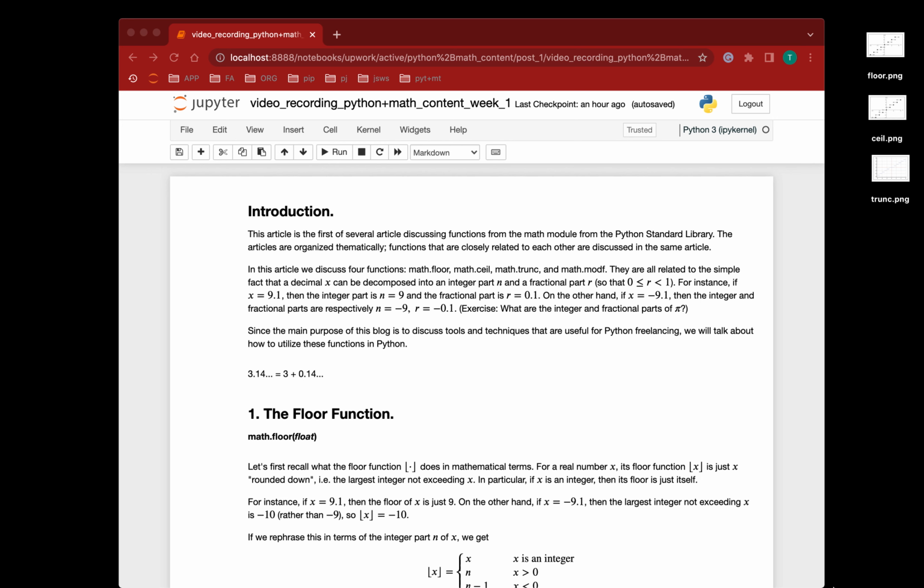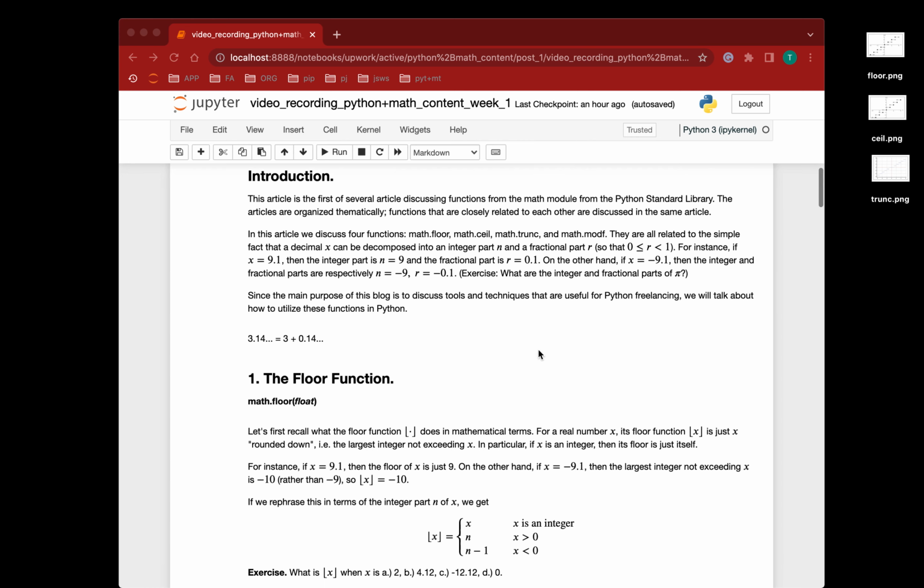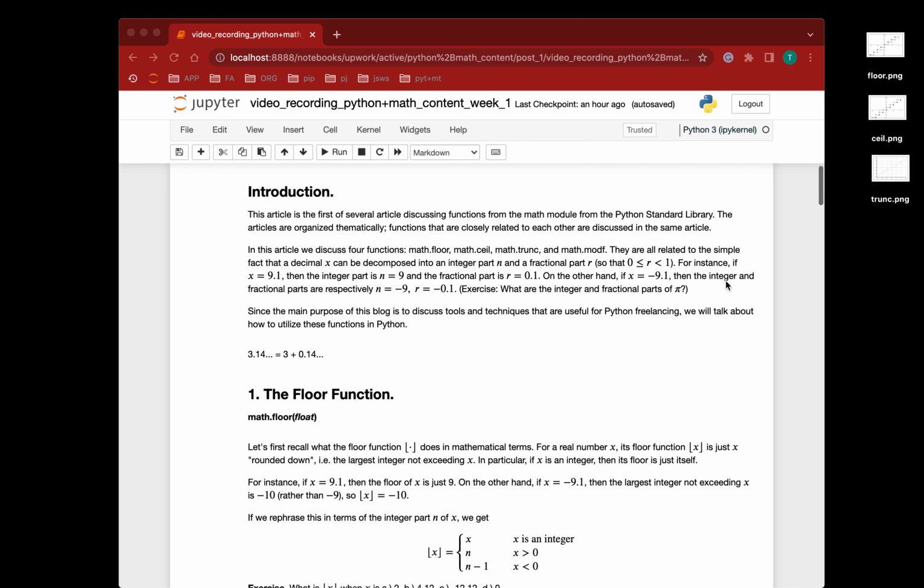Because they are all related to each other, or related to the simple concept that if you're given a real number, say 9.1, then you can write it as a sum of its integer part 9 and its fractional part 0.1. Similarly, if you have negative 9.1, the integer part is negative 9, the fractional part is negative 0.1. And if you have pi, it's just 3 plus 0.14159, etc.